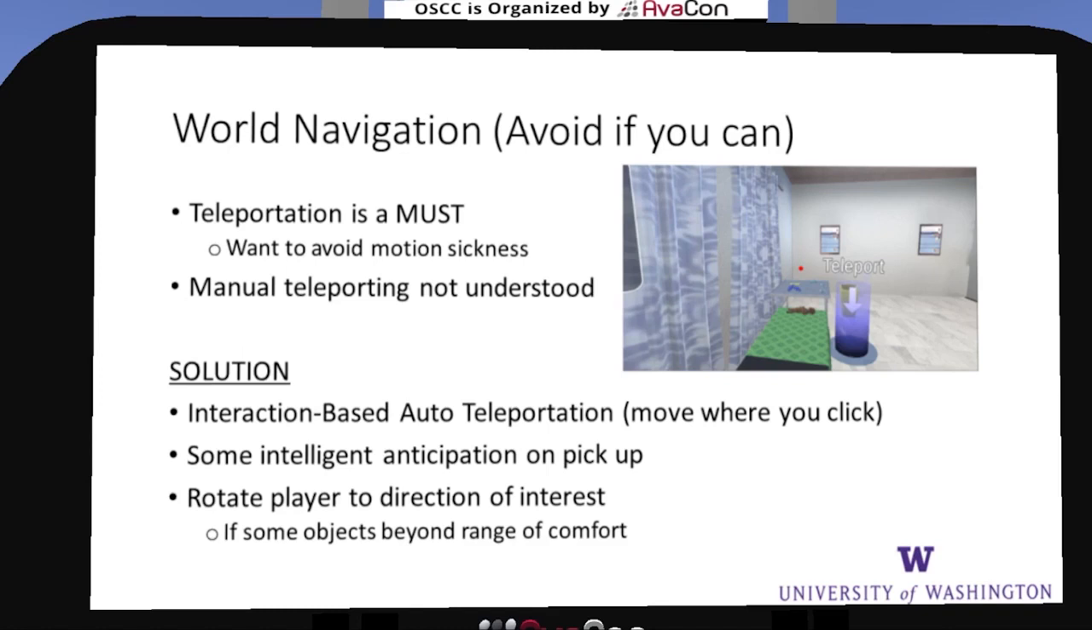Now, that worked well for our clickables, but for our grabbables, we sometimes introduce some intelligence for anticipating where they would want to go after they pick up an object. So for instance, if you grab a baby from the mother, we can probably assume you are looking to drop it over on the exam table. So we would teleport you over there so that you're interacting with it nearby rather than trying to set the baby down on a table from across the room.